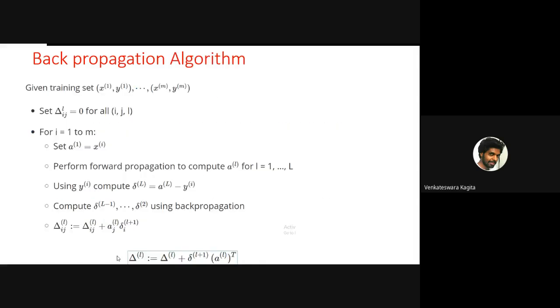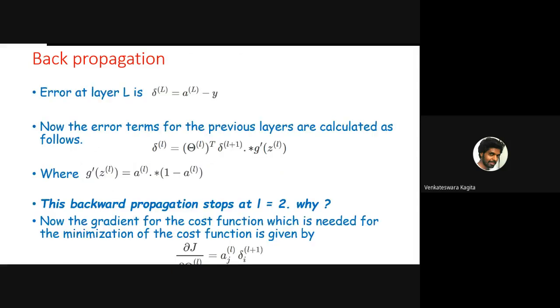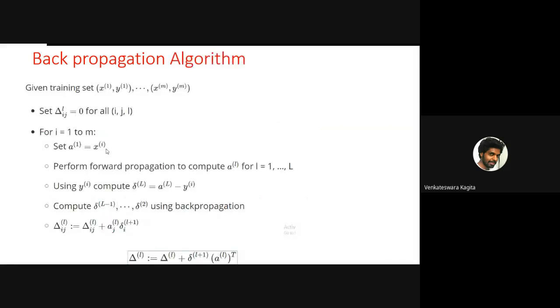Okay, so once you get that, you can compute the derivative part by just summing up this A_j^l times delta_i^(l+1) over all the examples and then taking the average over that. You can see this is the derivative with respect to a particular parameter for a particular example, correct? So this you are computing for all the examples. I'm sorry, this is delta_ij equal to 0 only. I'm very much sorry, I thought it was theta_ij. So this is summed over all the examples, isn't it? It is the vectorized implementation of the same.